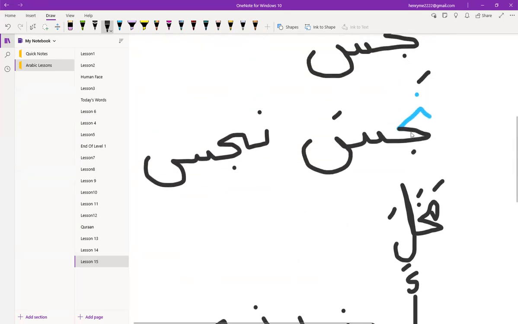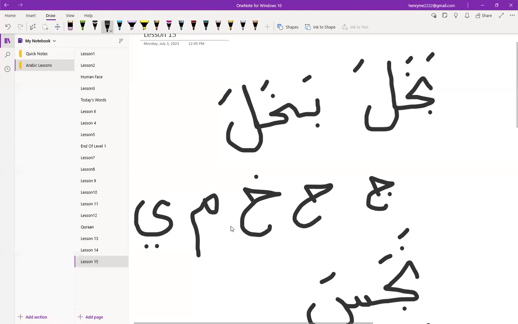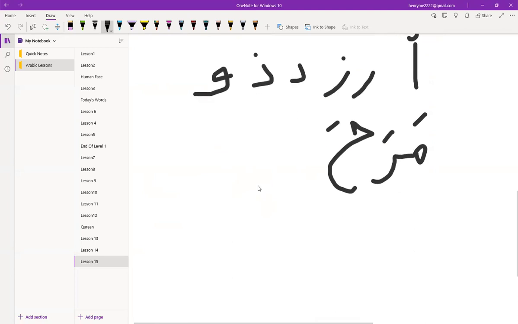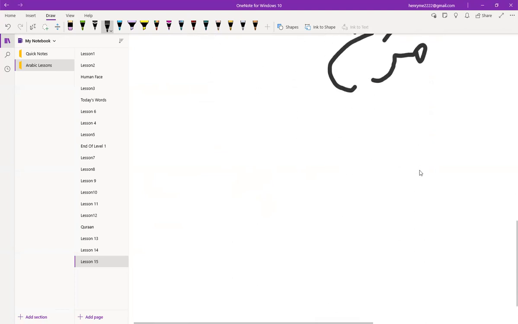So back to our lesson here. These are the letters that accept letters coming on top: jim, ha, kha, mim. Now let me actually give an example for the mim. Mim sometimes is a little different.